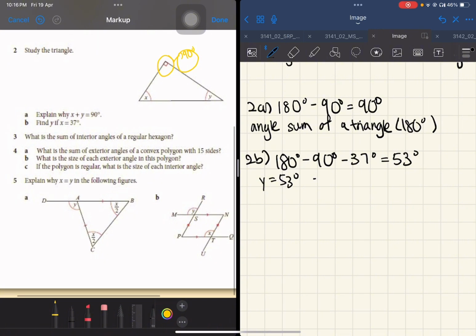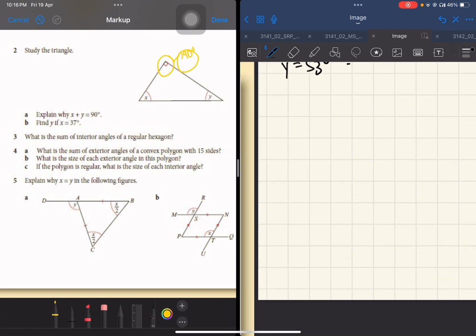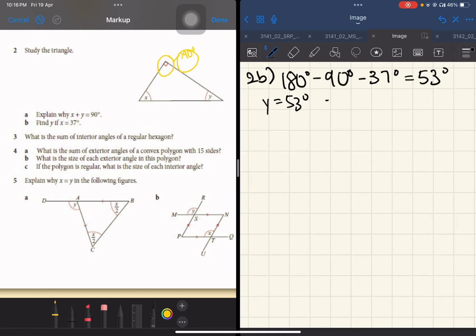Okay, now question 3. What is the sum of the interior angles of a regular hexagon? Now, if you remember the formula to find the interior angles of a regular polygon, it is n minus 2 times 180. And to recall, a hexagon has 6 sides, and n represents the number of sides in the polygon. So we're going to substitute 6 into it.